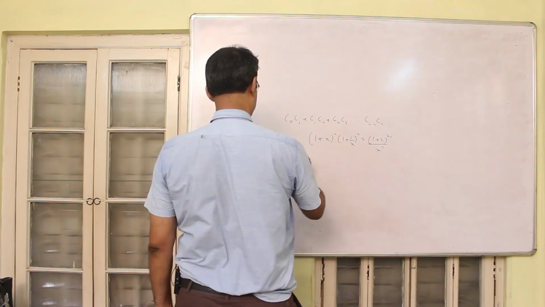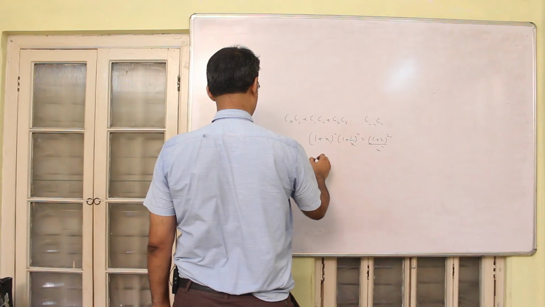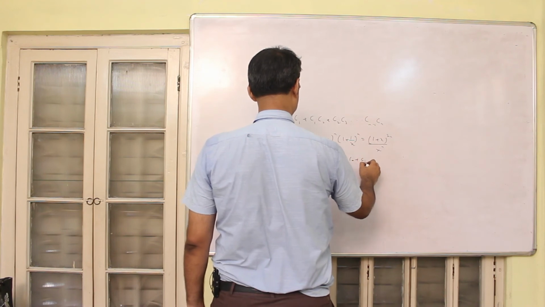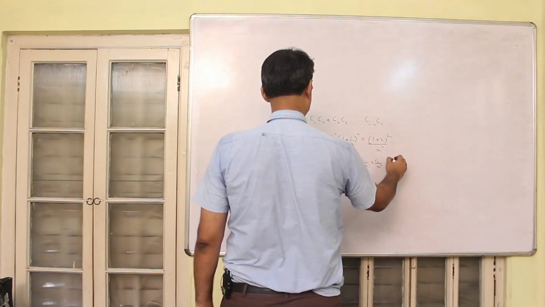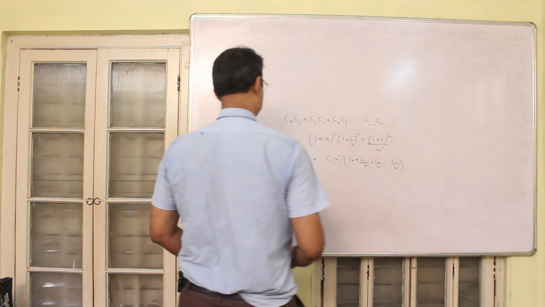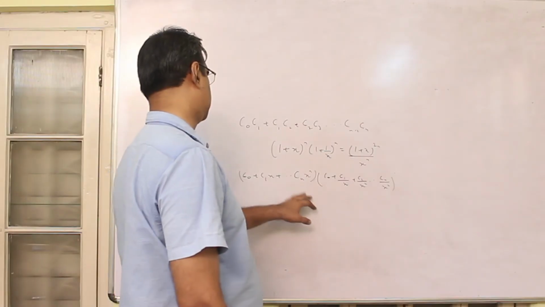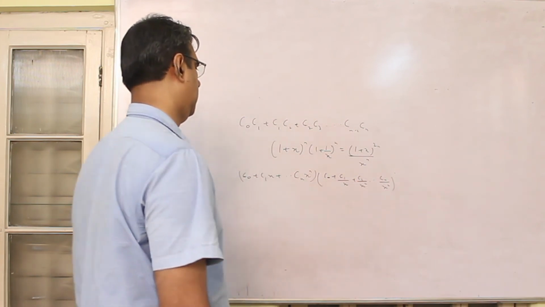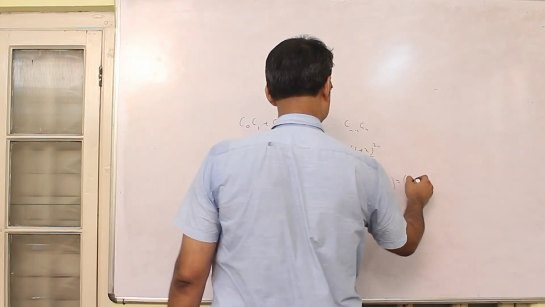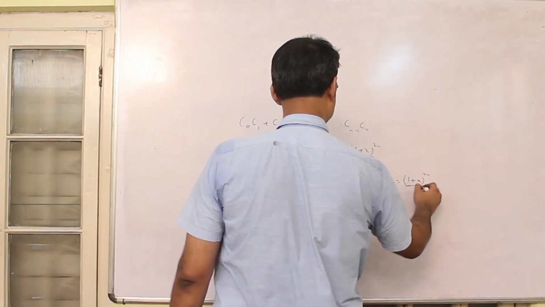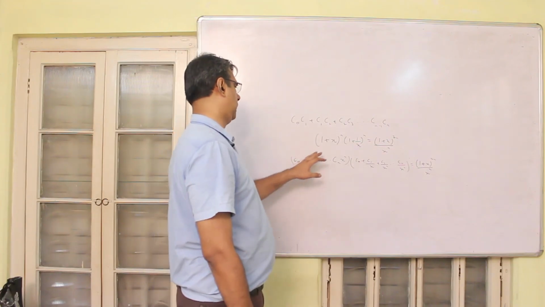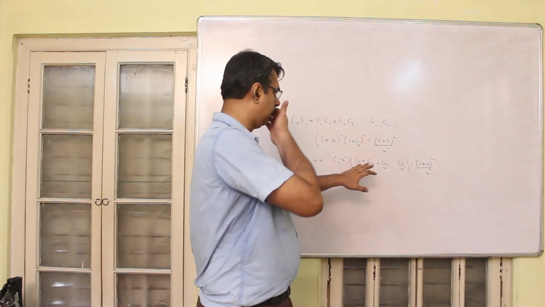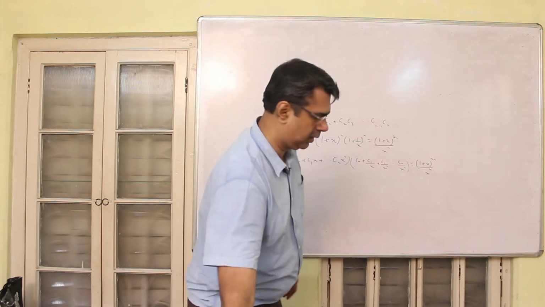Okay, now after writing this identity, we will get C0 plus C1x up to Cn x to the power n, times C0 plus C1 by x plus C2 by x square up to Cn by x to the power n. So if we expand 1 plus x to the power n, this is the expansion. 1 plus 1 by x to the power n, this is the expansion. And on the right hand side we have this ratio.